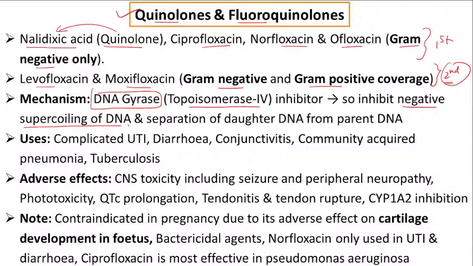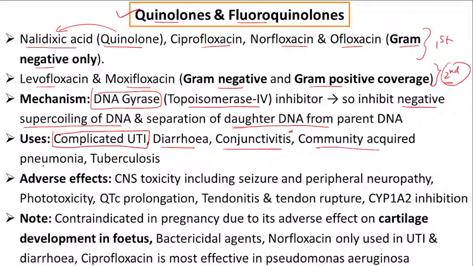okay, that you have to understand what is the function of the DNA gyrase. So DNA gyrase, or topoisomerase 4, is inhibiting the negative supercoiling, and another thing is they are inhibiting the separation of daughter DNA from the parent DNA. So this is what you can correlate here. This category of agents is specifically indicated for complicated UTI. Yes, they would be the first choice agent in diarrhea as well. Ciprofloxacin eye drops are available, and they are also used in conjunctivitis.